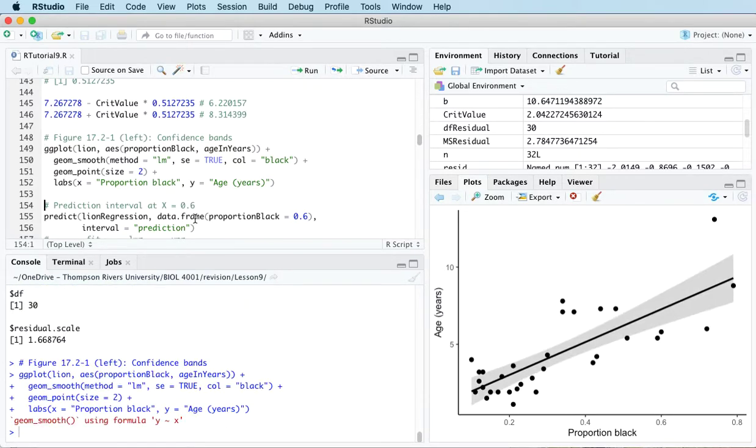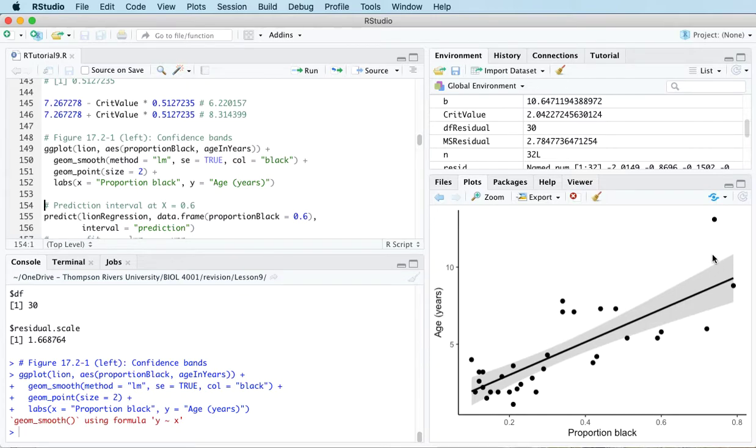And so the way that this particular function does this is it makes this nice shaded confidence band. So this represents our confidence intervals for estimating the mean age for lions with a proportion of black in their noses going all the way across the sample range.